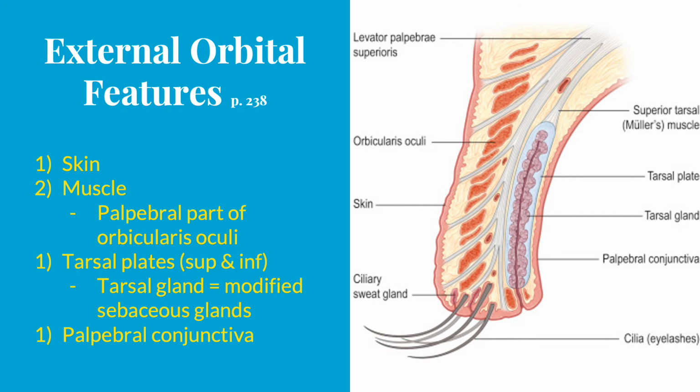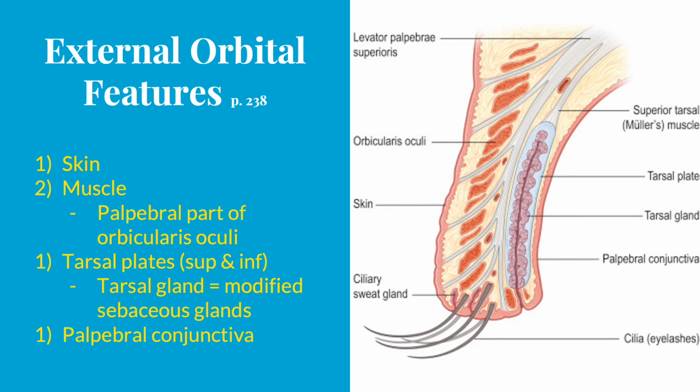Okay, more about the eye. So now we've got our external orbit features. This is a really nice diagram of your eyelid. We've got multiple layers that you want to know about here again. So you've got your skin, your muscle, remember that palpebral part of the orbicularis oculi, and then your tarsal plates. Your tarsal plates are going to be located on both the superior and inferior eyelids. So definitely know that. And then you've got your tarsal glands.